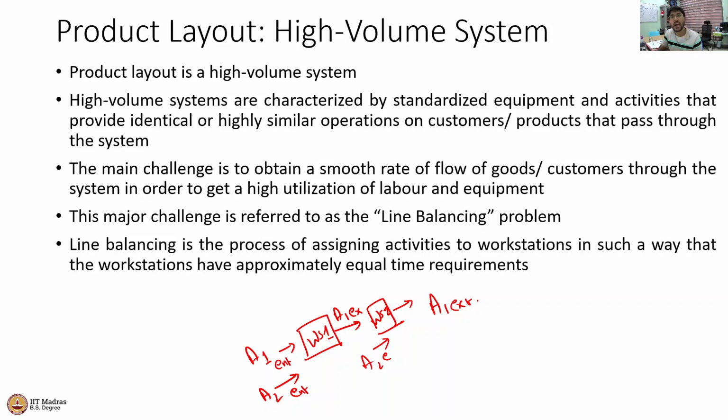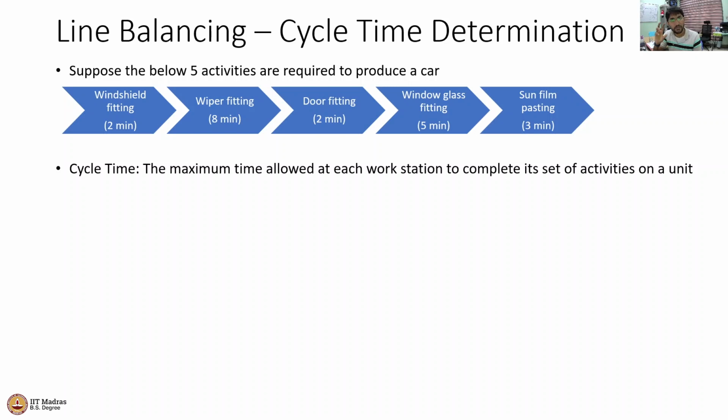When we are looking at a line balancing problem, the first thing to determine is what should be the time in any given workstation, right? That time is referred to as the cycle time. So the cycle time is the maximum time that I allow for any item to spend in a given workstation. At the end of that time, it leaves that workstation and moves to the next workstation, where it again stays for the same amount of time, the same cycle time. So across different workstations, the cycle time is the same.